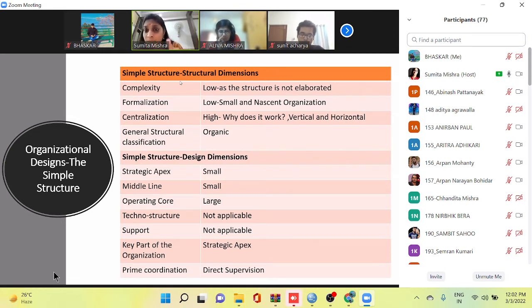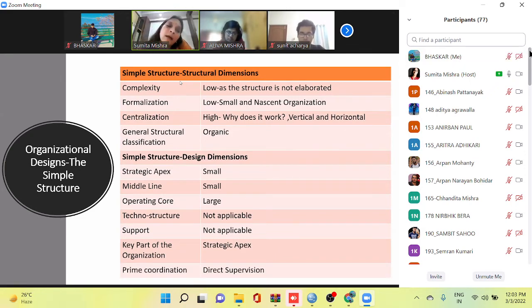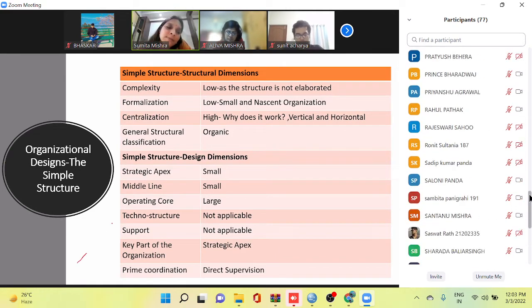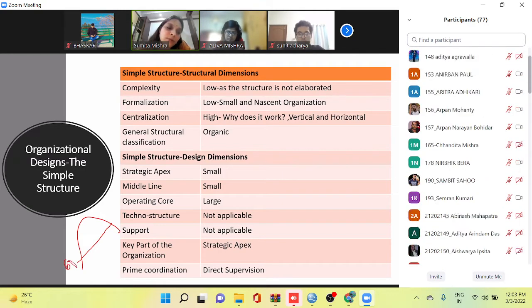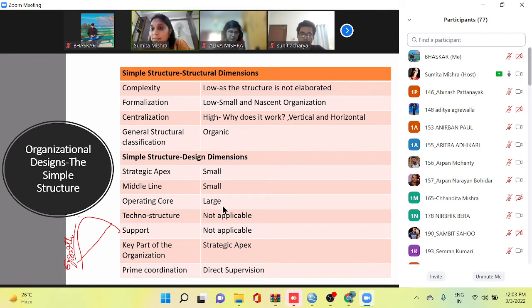By the way, you will not find this kind of a table in any of your books. So please concentrate on this slide because I have done this specifically for the class so that it simplifies everything. Now, what is the meaning of the simple structure? Simple structure is connected with the life cycle of the organization. What is the meaning of connected with the life cycle? When the organization is in the growth stage, that means it is growing. It's an expanding organization.